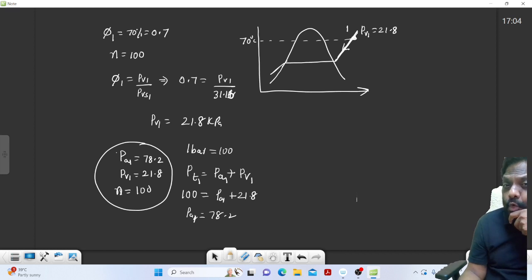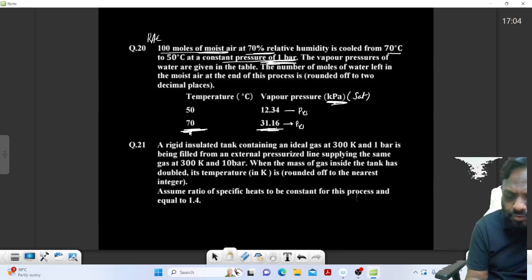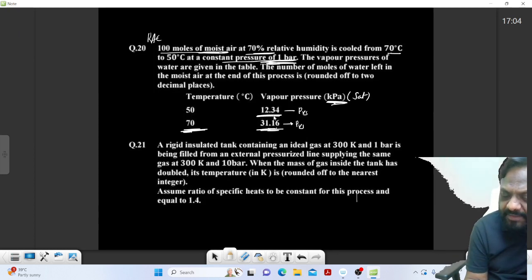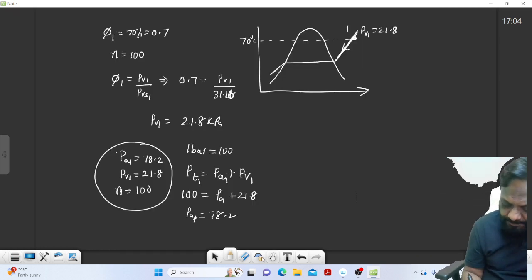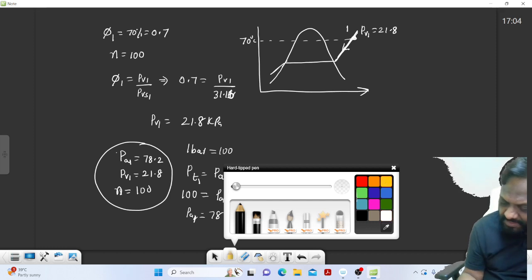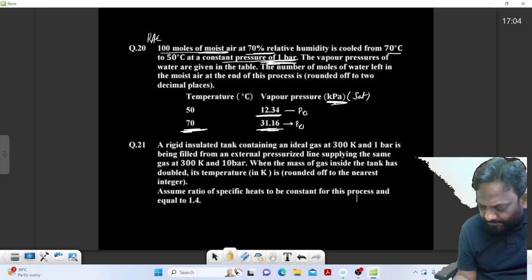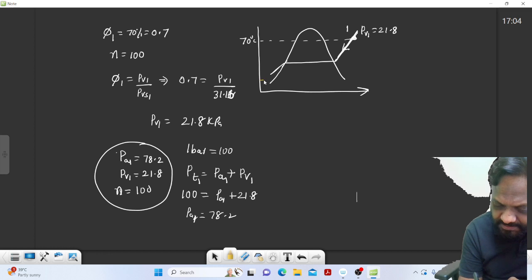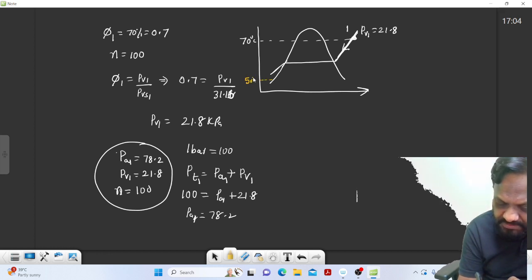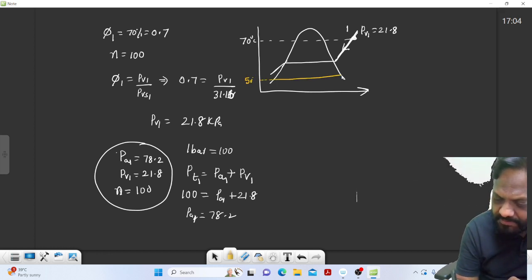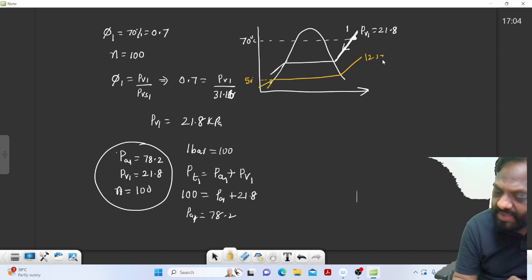सुनो सर, it is cooled to what temperature? 50. 50 पे PVS कितना है? 12.34. 50 degrees. इधर देखो, 50 degrees. And this is our 12 point something. Why are you taking this?